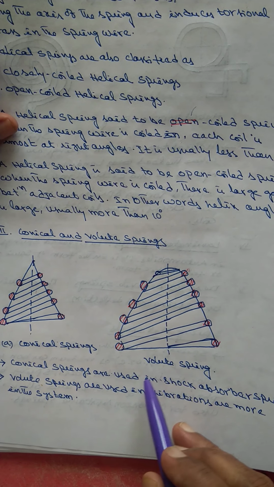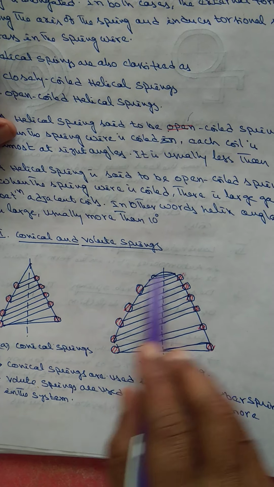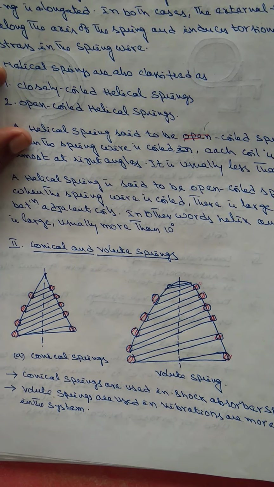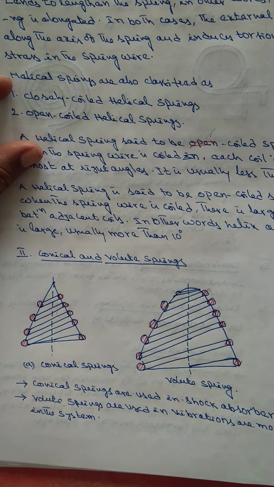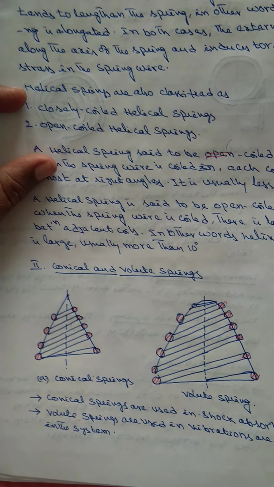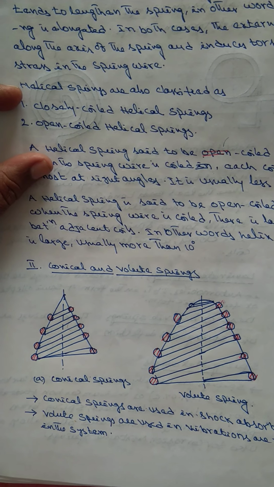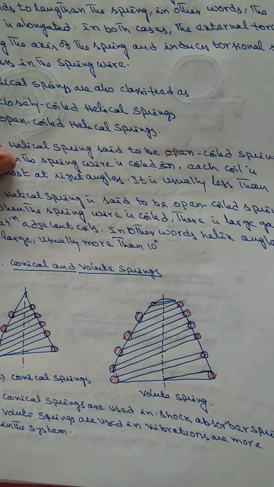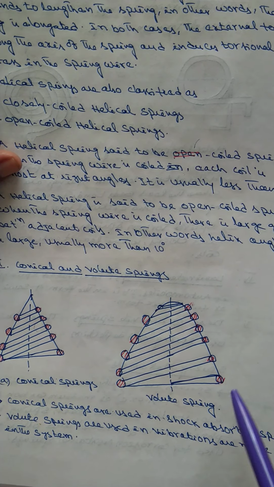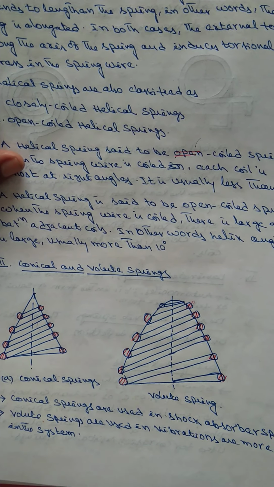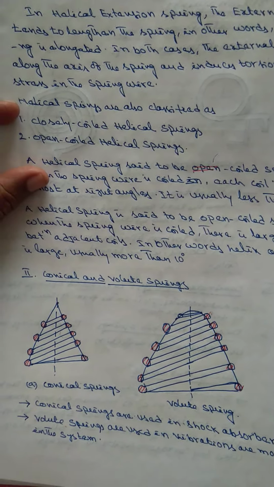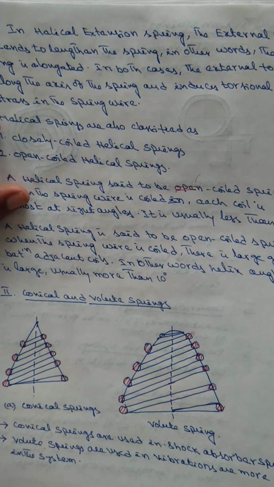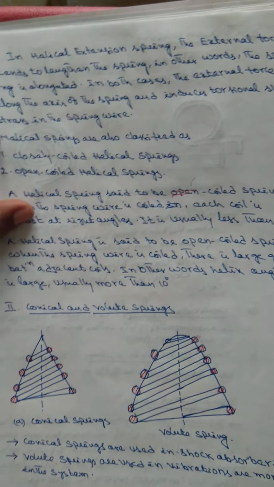Observe these two figures. One is a conical spring, another is a volute spring. Conical springs are used for shock absorbers. You can see conical springs particularly in two-wheelers, as well as nowadays in cars and heavy duty vehicles. Volute springs are widely used where the vibrations are more.